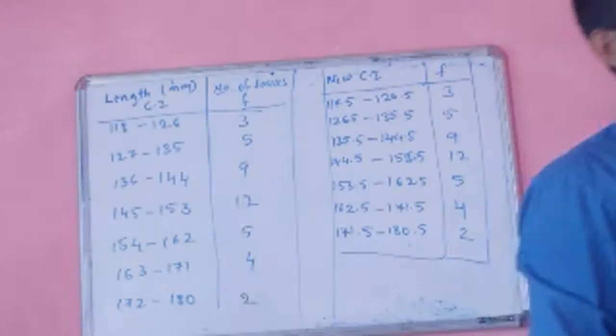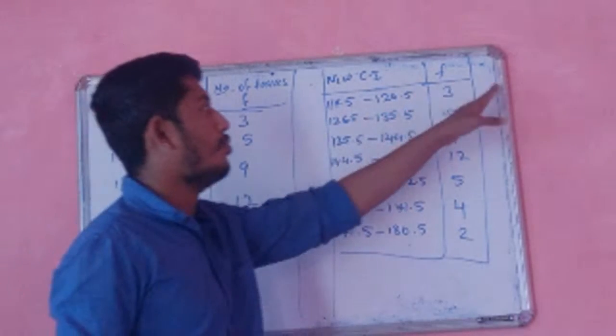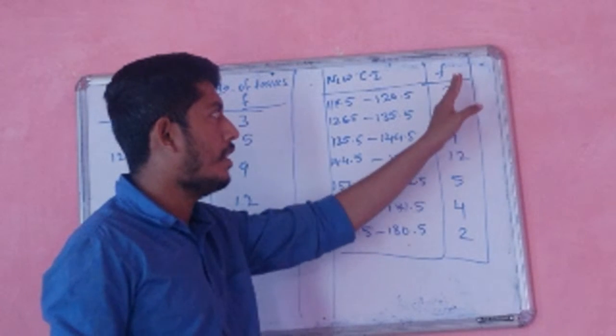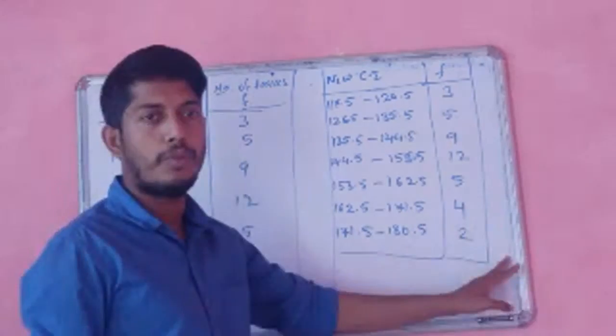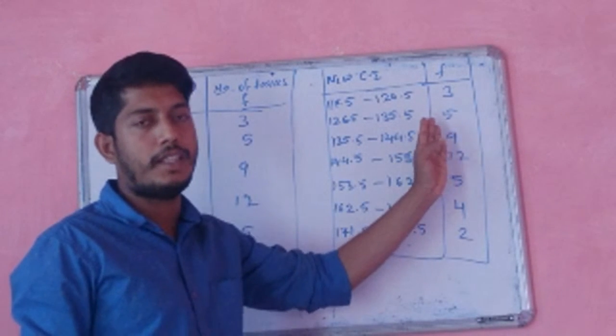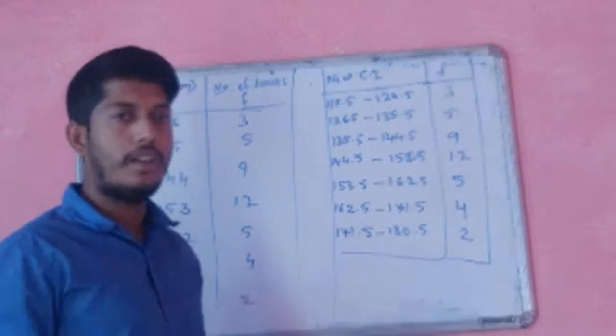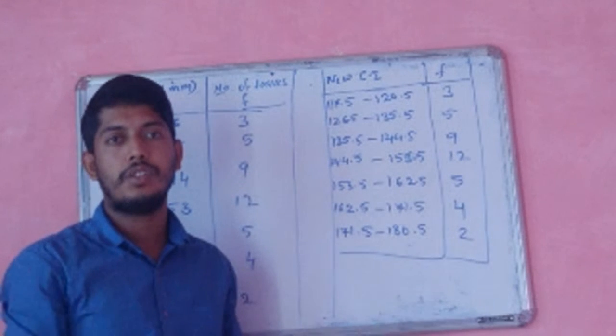So this is the new class interval and the frequency of that class interval. Now next step, we have to find the cumulative frequency. How to find it? We just add 3, then 3 plus 5, then 3 plus 5 plus 9, then plus 12, plus 5, plus 4, plus 2. Or directly we can add the cumulative frequency of the preceding class plus the frequency of the next class. By using that we get the cumulative frequency, as well as the total frequency, which is the value of n.